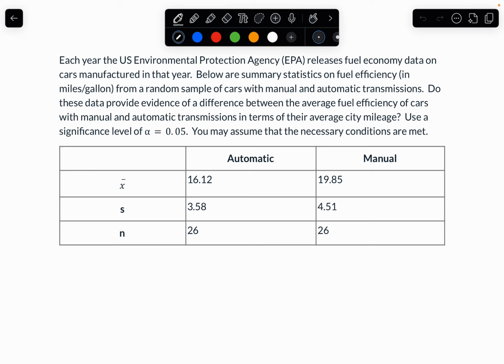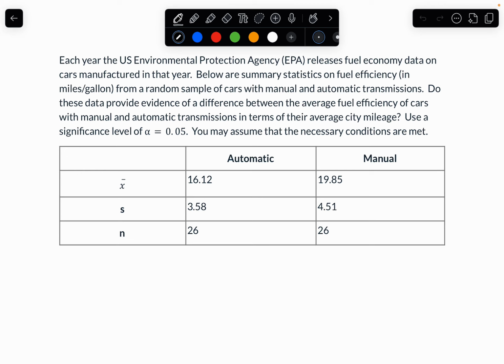Below are the summary statistics on fuel efficiency in miles per gallon from a random sample of cars with manual and automatic transmissions. Do these data provide evidence of a difference between the average fuel efficiency of cars with manual and automatic transmissions in terms of their average city mileage? Use a significance level of alpha equals 0.05. You may assume that the necessary conditions are met.